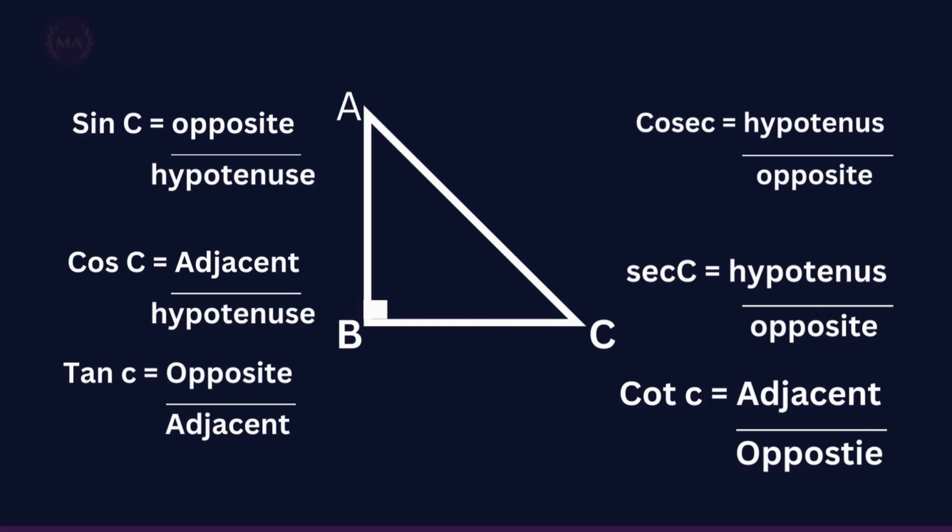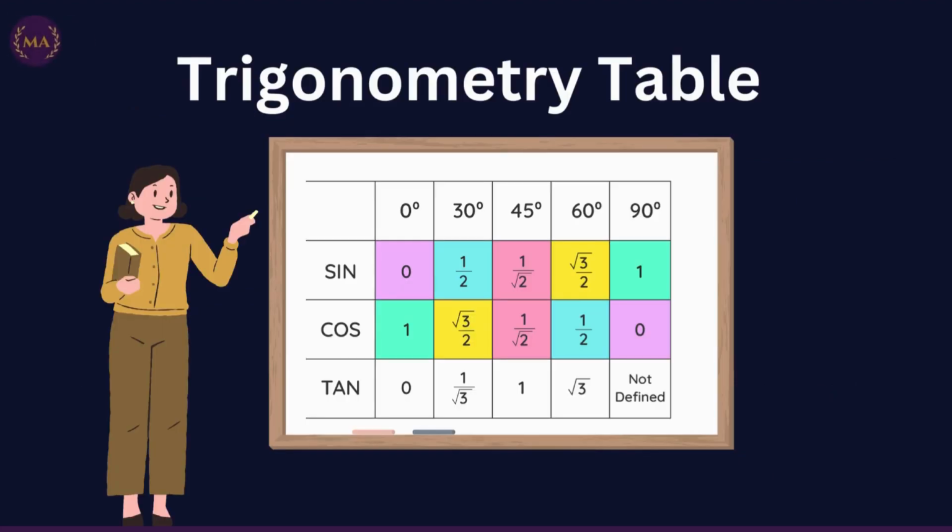Now we'll go to the next part, that is the trigonometry table. This trigonometry table has the values for different angles like 30, 45, 60, 90 and 0. That is, if the angle is 30, what is the value of sine theta? If the angle is 45, what is the measure of cos theta? If the angle is 60, what is the measure of tan theta, and so on. We need these values when we are solving sums related to trigonometry.